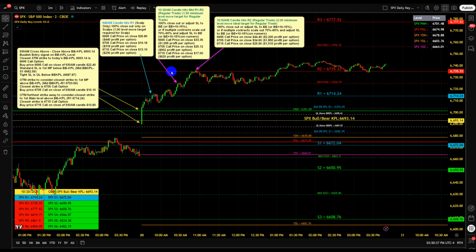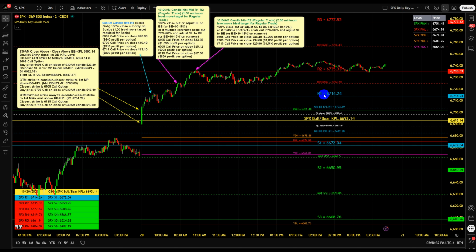So as you can see here at 10:26, this candle hits the mid R1, R2 level. So that is a 1.5 level move from the bull bear KPL. The bull bear KPL is the level that the trade was taken from, derived from, triggered from. So this midpoint here is a half level move. R1 is a 1 level move. This is a 1.5 level move. So that's how you determine.